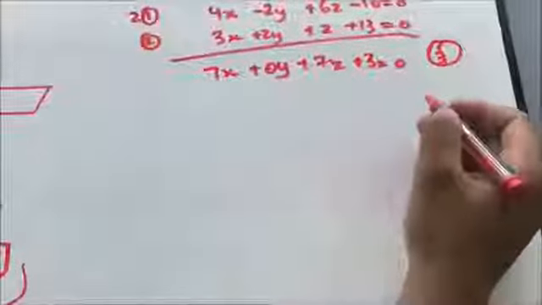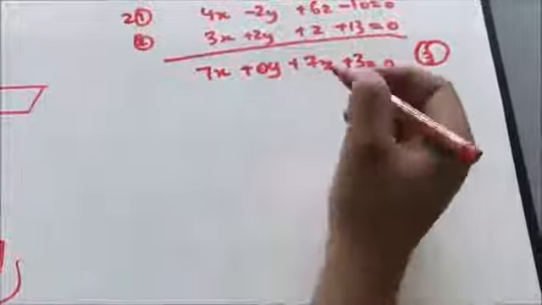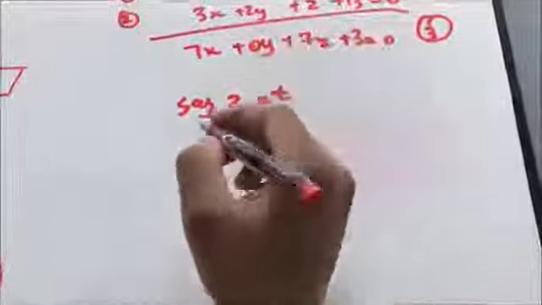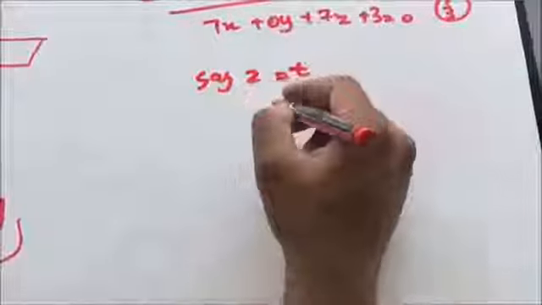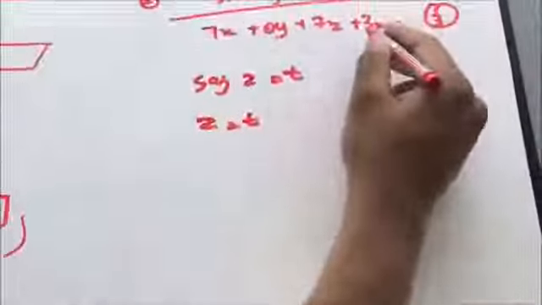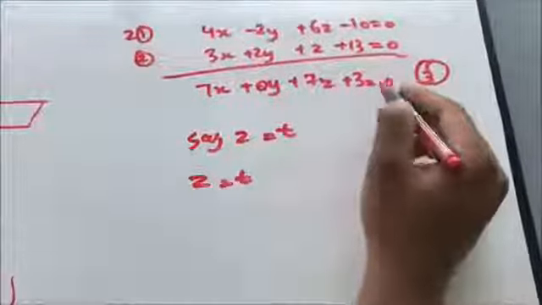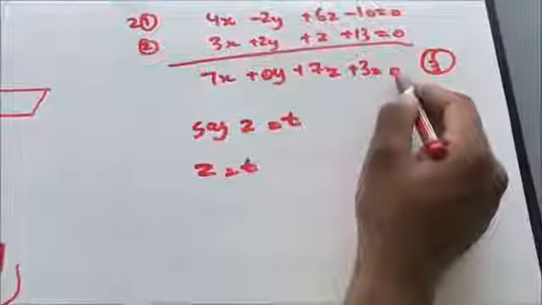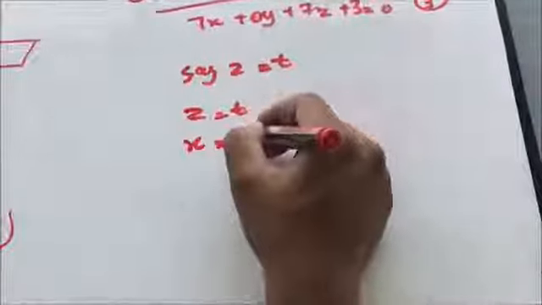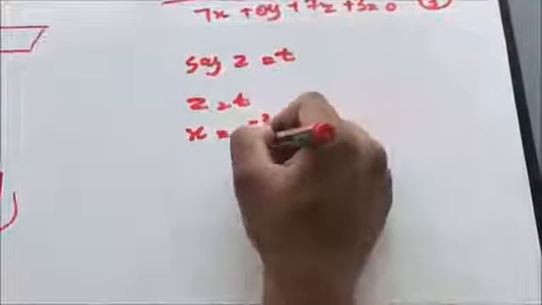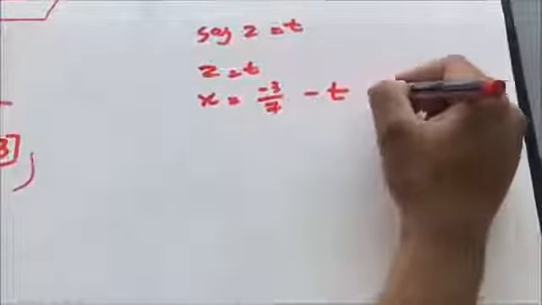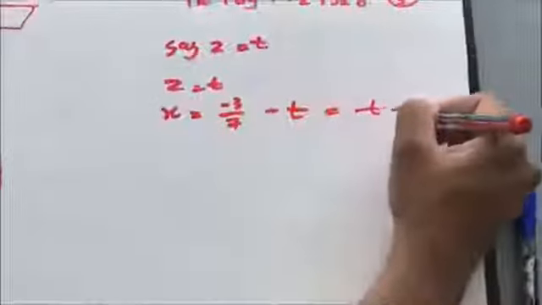So from equation 3, we have to assign a parameter. So let's say z is equal to t. Knowing that, let's solve for x. If we isolate from here, we take 3 to the other side, so it becomes -3. Take z to the other side, so it becomes -7z, but then we divide it all by 7. So we get x as -3 over 7 minus t, or we can just write this again as -t minus 3 over 7.